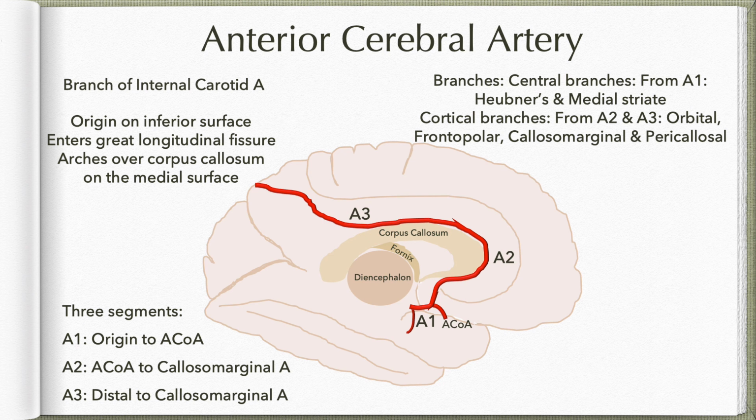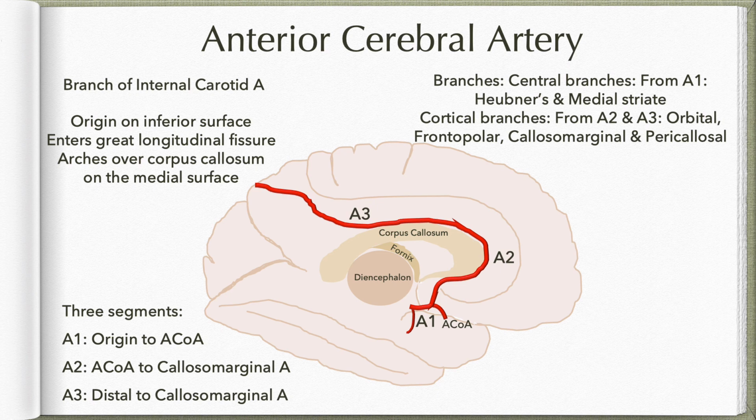Now coming to the cortical branches, they supply the frontal lobe as well as the parietal lobe, especially on the medial surface, but they will also be supplying some branches to the orbital part of the inferior surface, as well as a part of the superolateral surface which is adjacent to the superomedial margin. Now these cortical branches will be given by the A2 and A3 segments.